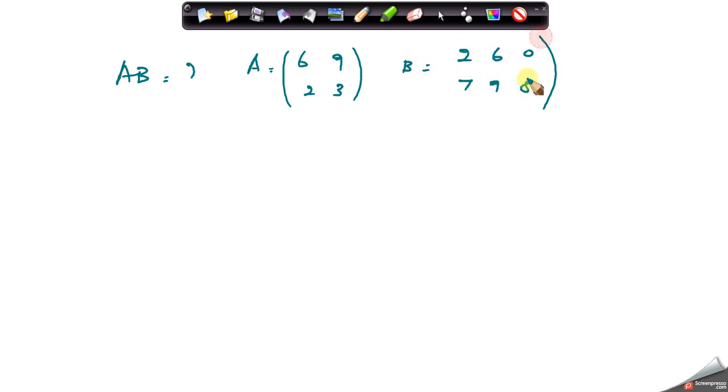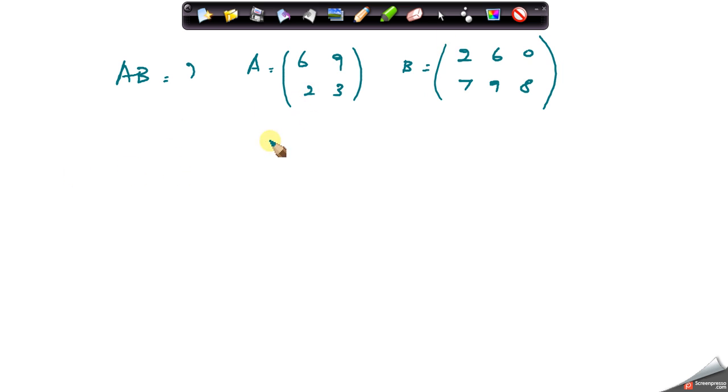So we can see this one with an example, which will help you to understand more. For example, AB is given in this case. AB is equal to what? They want to know that in this case. If A is equal to [6 9; 2 3] and B is equal to [2 6 0; 7 9 8]. These are the elements here in this case.